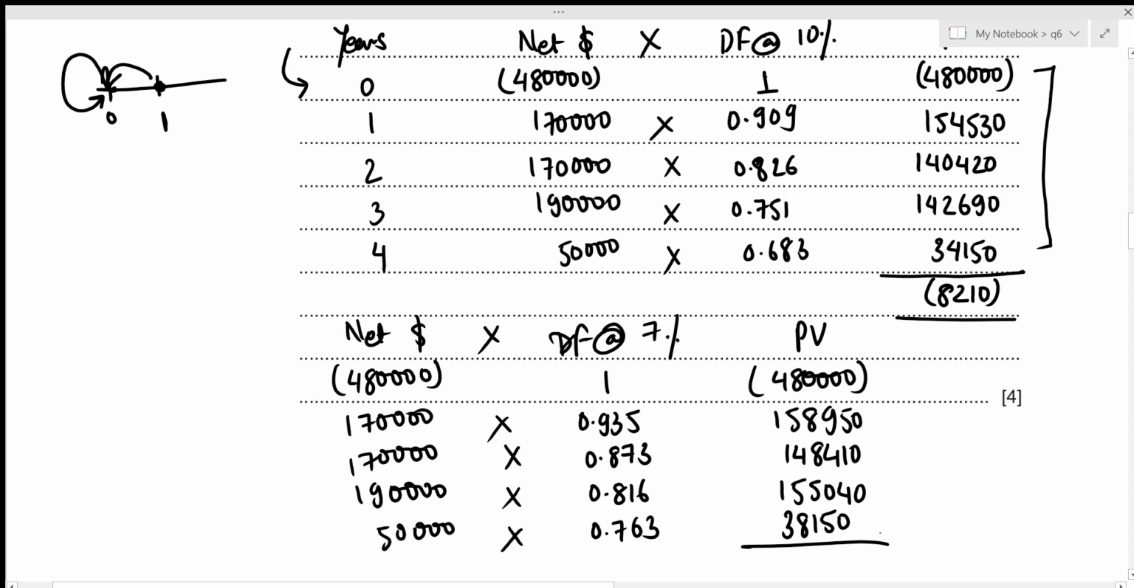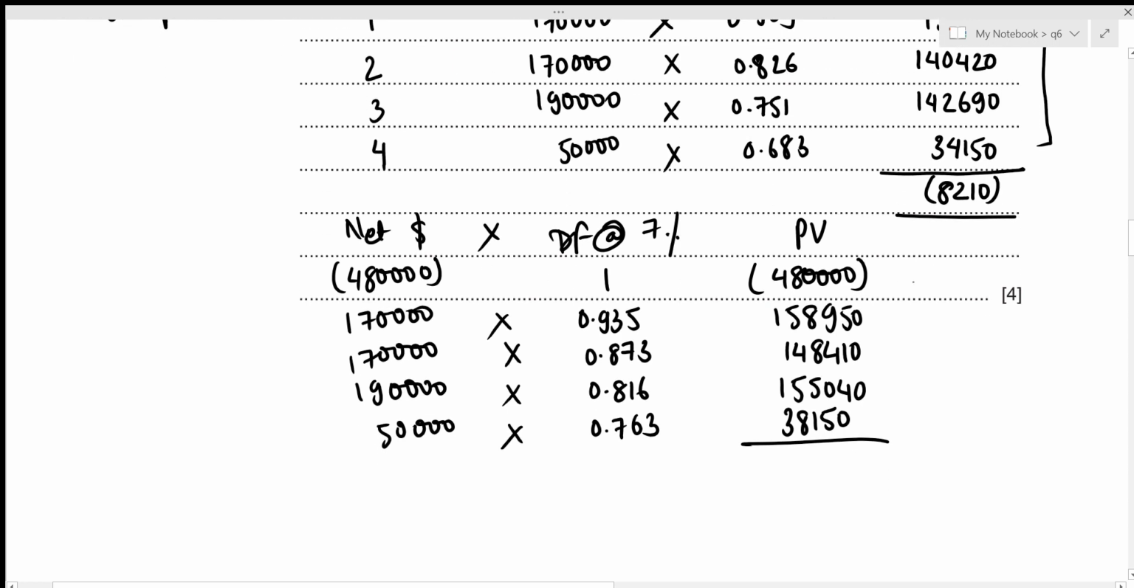Okay, now we just need to figure out its total. That will be the sum of these 5 amounts, negative 480,000 plus 158,950 plus 148,410 plus 155,040 plus 38,150, which results in the value of 20,550. So this is the net present value at the lower discount rate of 7%.